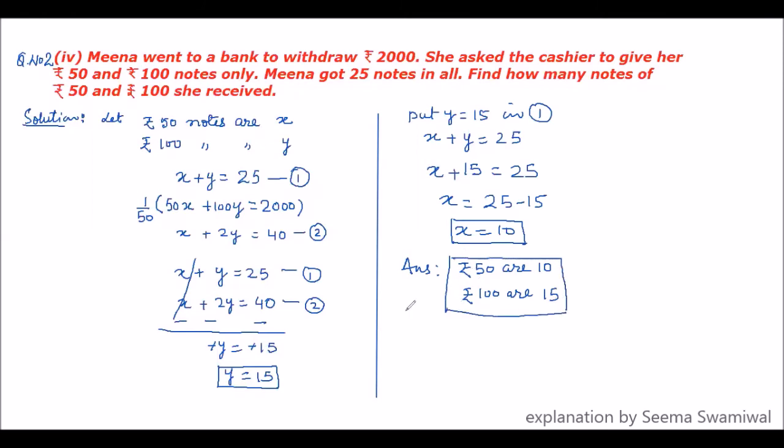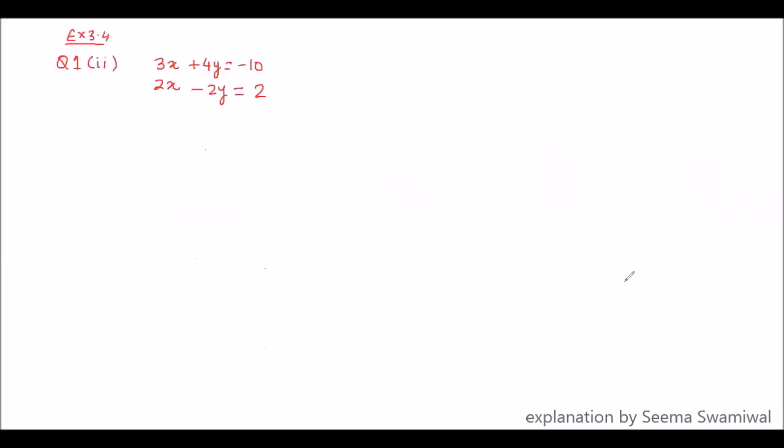I hope the elimination method is clear to you. To make it more clear, let's do one more example where the coefficients of x and y are not the same. So we have to make the coefficient of one of them the same. Children, there are two ways. Either we can make the coefficient of x the same or we can make the coefficient of y the same.